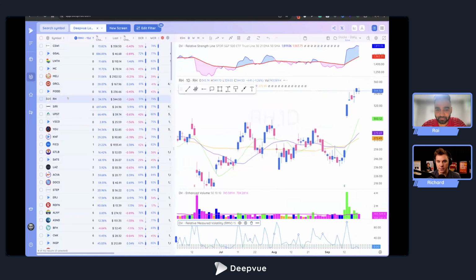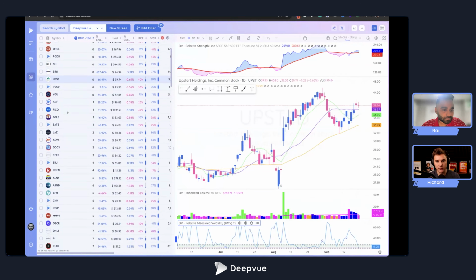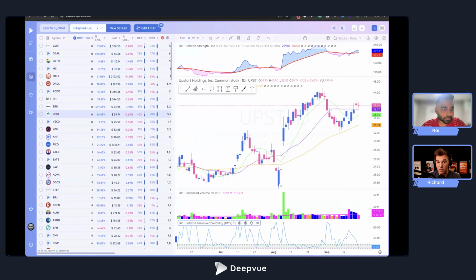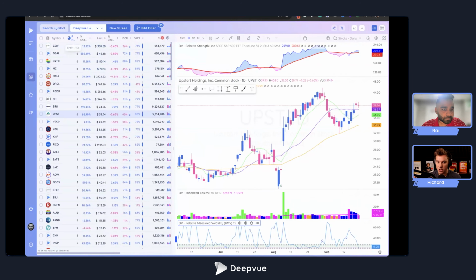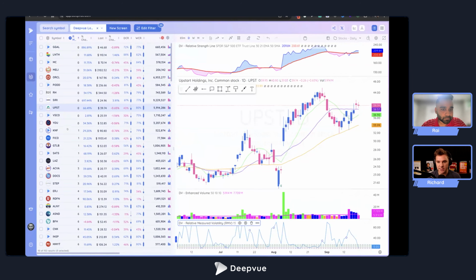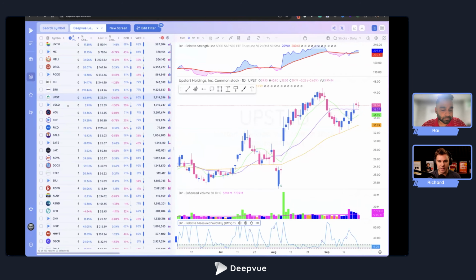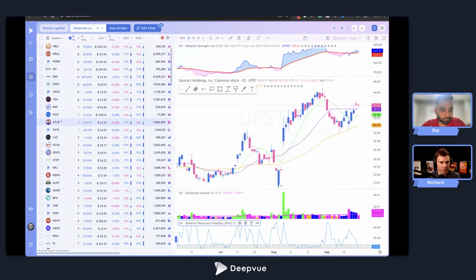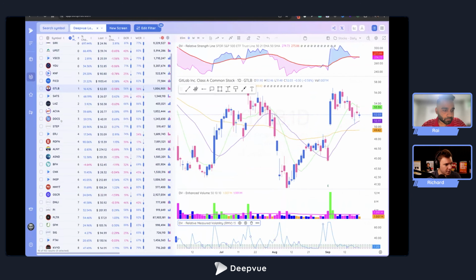So that's a great question, Vikram, how you can use it in your screening process, and it saves you a lot of time. You're always told that you can't scan for VCPs. Well, in Deepvue you can using RMV, which is super awesome. Let's see. I wanted to bring up Duolingo as well.